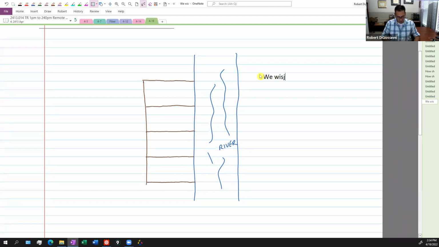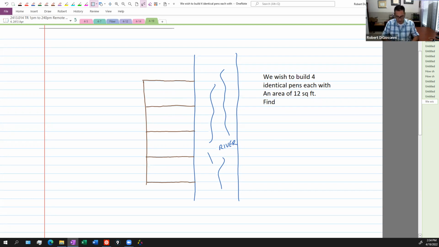We wish to build 4 identical pens, each with an area of, how much room should we give these chickens? How about 12 square feet? All right. So each pen has to be 12 square feet, each one of them. And they're identical. So whatever this first pen looks like, they all look like.